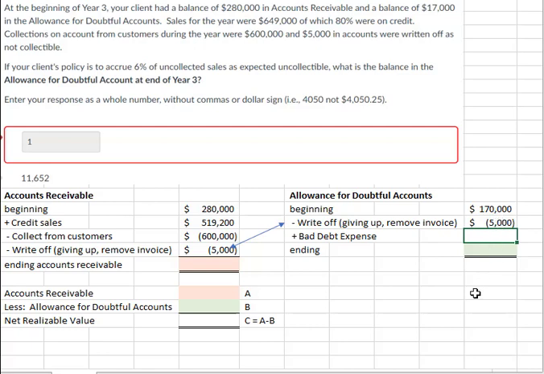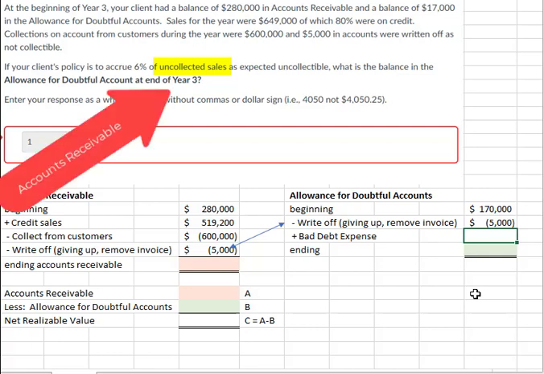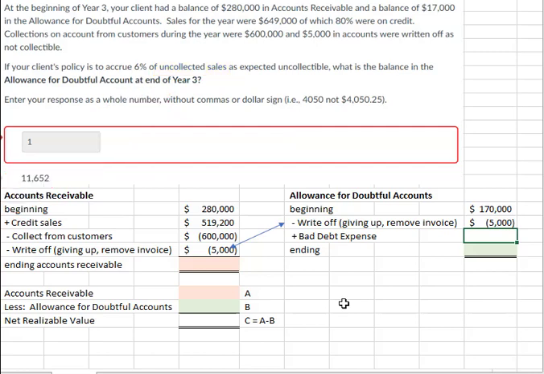All right, if the client's policy is to accrue 6% of uncollected sales, uncollected sales is accounts receivable. That doesn't make this a percentage of sales method. It makes it a percentage of receivables method. Uncollected sales is receivables. You have to convert the code into the right word. So they want to record 6% of accounts receivable as the expected uncollectible.